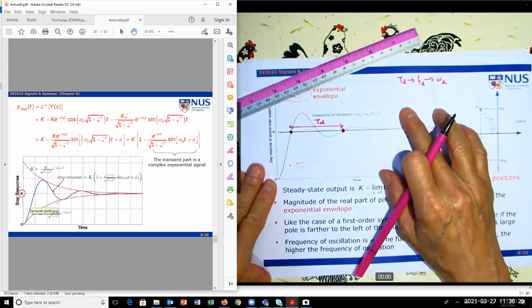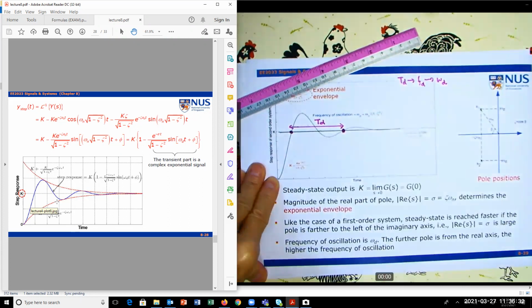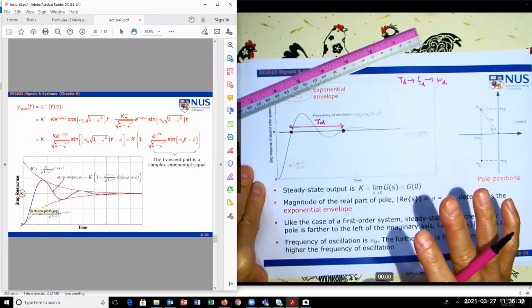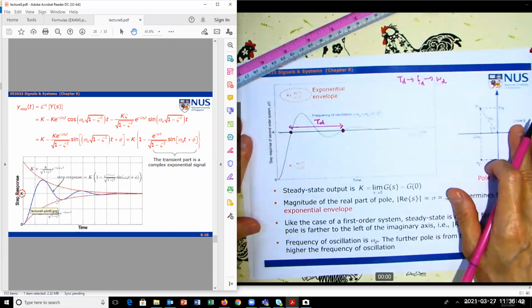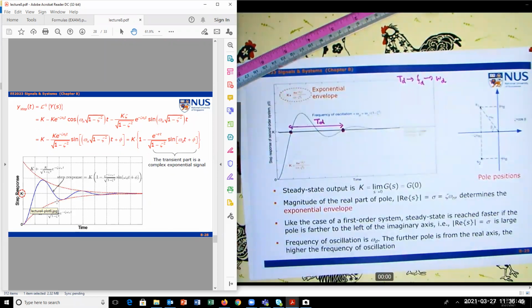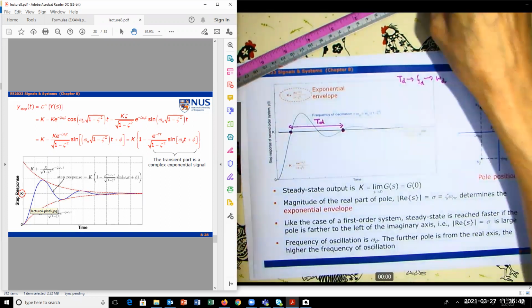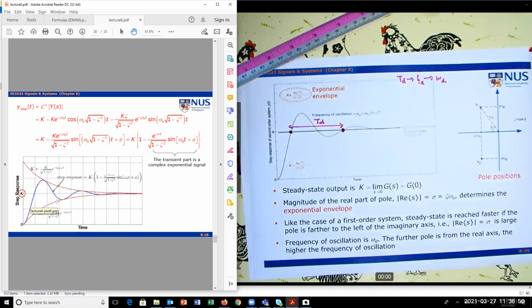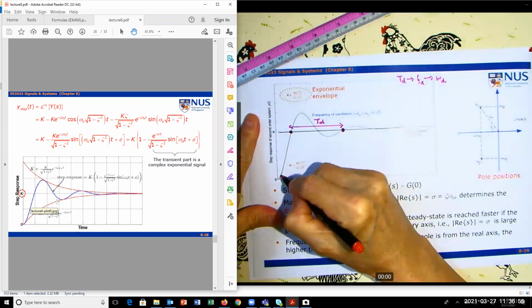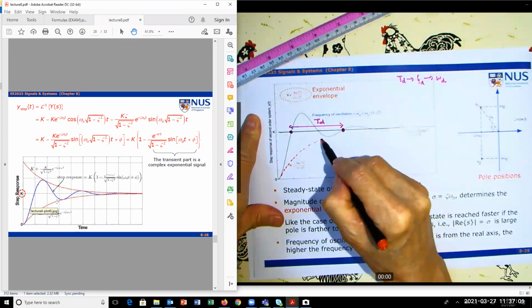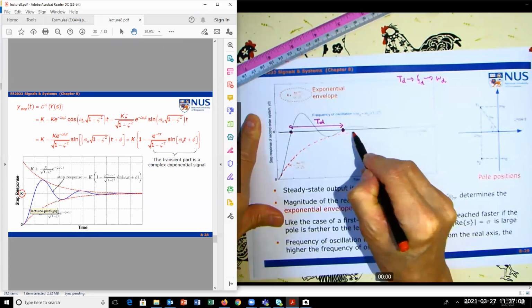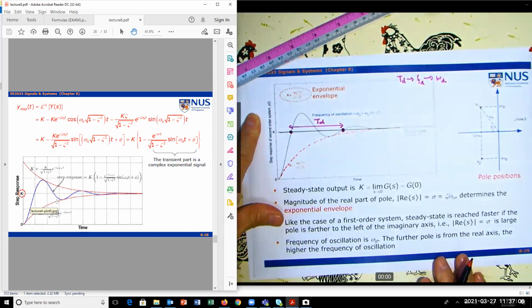So that's omega D. I found one value already, omega D. There's one more thing that I need to find, and that is the time constant. Now you can't see it on my graph here, but let me emphasize that by sketching it out. This is the thing that determines the envelope. Let me draw it out so that it's clearer for you to see. Can you see the red dotted line now?